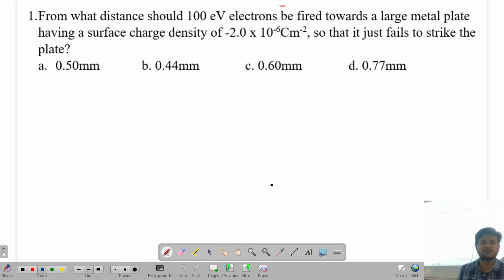Now look over here. What is the first question? From what distance would 100 electron volt electrons be fired towards a large metal plate having a surface charge density of something like that, so that it just fails to strike the plate?